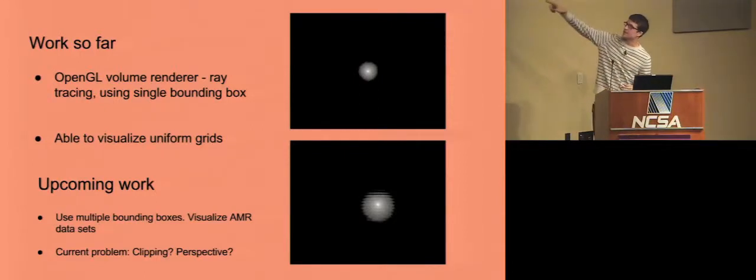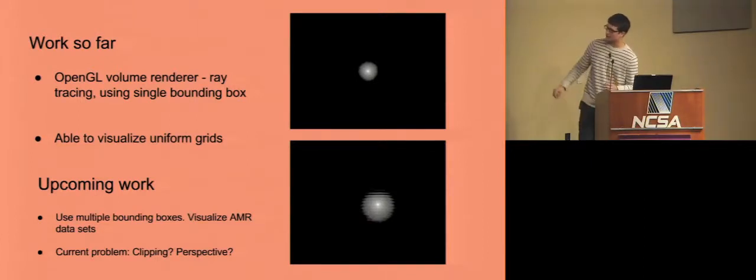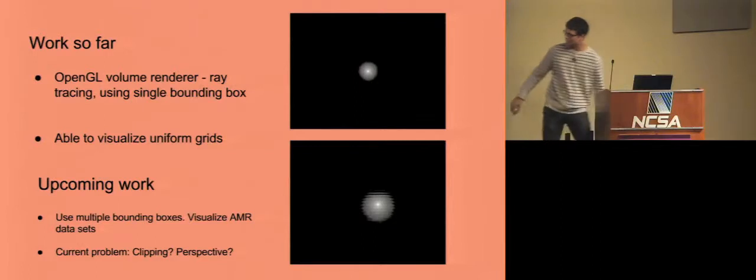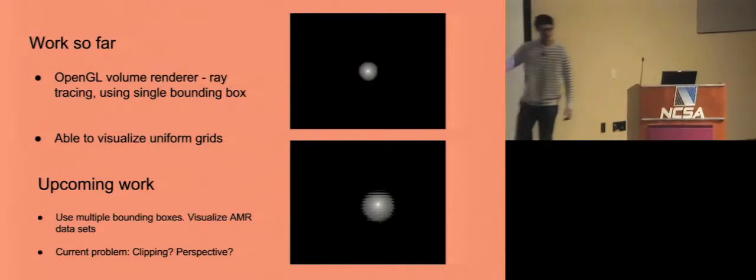You can see up top, that's a very simple galaxy, just using the simple uniform data. Down here is where I've been trying to get it to use multiple grids, and you can see the artifacting here from the different grids that's causing an issue right now.